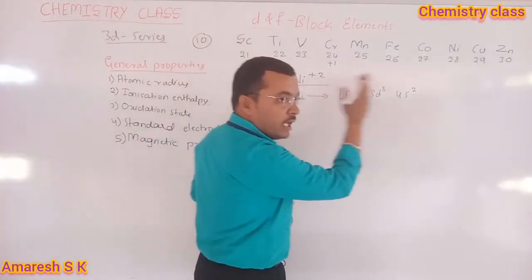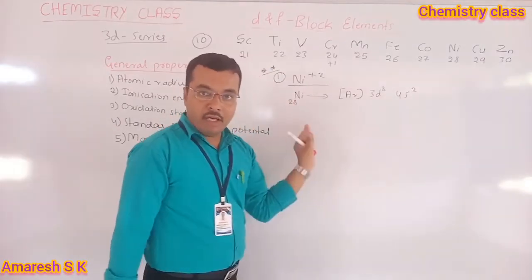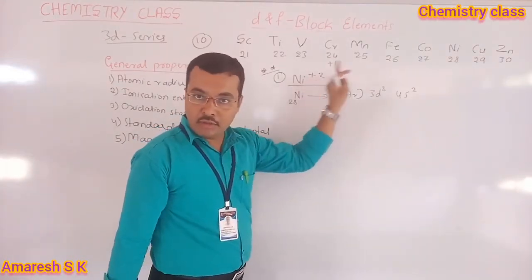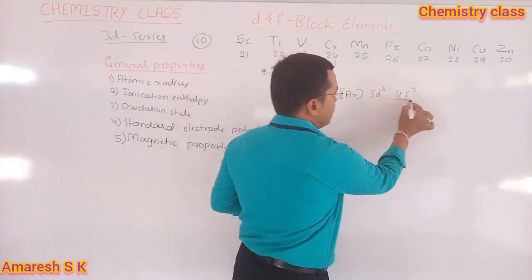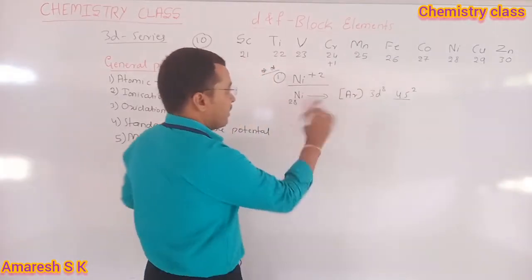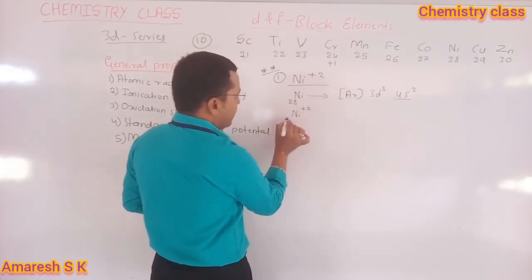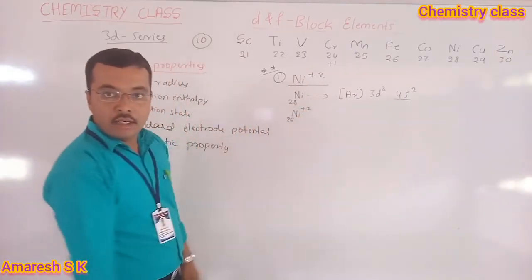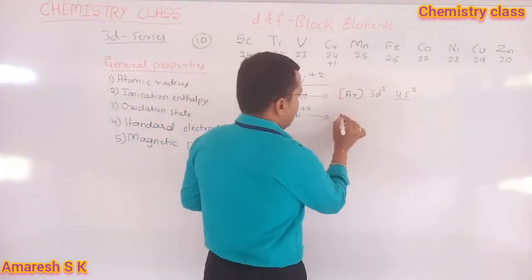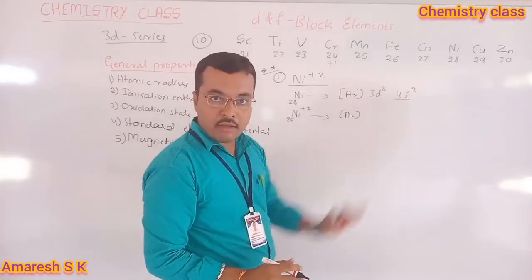Next, if the nickel undergoes excitation, it undergoes ionization, and after ionization it loses 2 electrons. Plus 2 means it is losing 2 electrons. The outermost 4s2 electrons are less stable, so these 2 electrons are lost. Then the number of electrons changes to 26. Next, the electronic configuration becomes argon, up to argon is the complete electronic configuration.